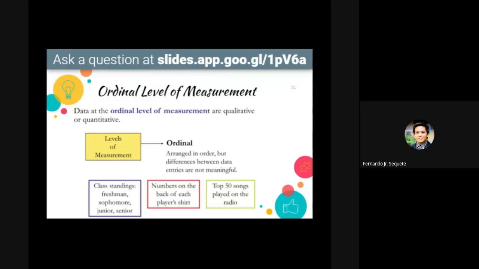Pero alam natin, the top 1, siya yung mas gi-play for that whole week, and then yung top 50 ang pinaka-last. Alam natin. That's the interpretation. Again, that is the ordinal level of measurement.